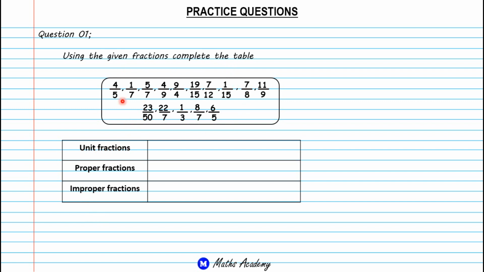Now using these examples, let's fill these three columns. The first one, 4 over 5. 4 is lesser than the denominator, that is 5. So this comes under proper fraction. And the next one is 1 over 7. So we have the numerator as 1, so that means it's a unit fraction. And 5 over 7 is a proper fraction because the numerator is lesser than the denominator. And 4 over 9 is a proper fraction.